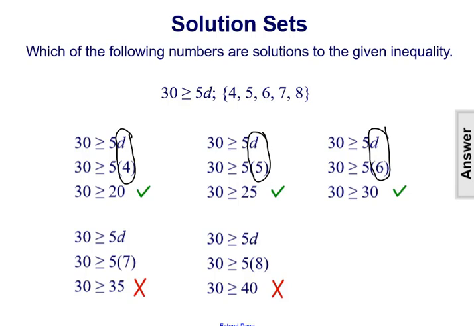As you can see below, if we're substituting in 4, 5, or 6, it will produce true statements. You get 30 is greater than or equal to 5 times 4, which is 20. 30 is greater than or equal to 5 times 5, which is 25. And 30 is greater than or equal to 5 times 6, which is 30. So those, again, are all true statements.